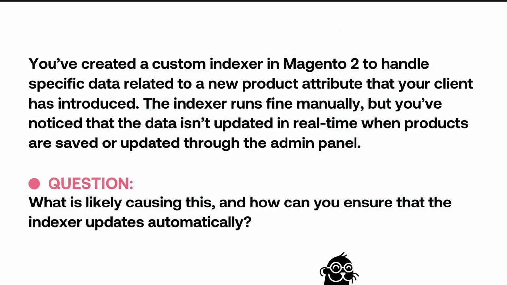You've created a custom indexer in Magento 2 to handle specific data related to a new product attribute that your client has introduced. The indexer runs fine manually, but you've noticed that the data isn't updated in real time when products are saved or updated through the admin panel. And so the question is, what is likely causing this, and how can you ensure that the indexer updates automatically?